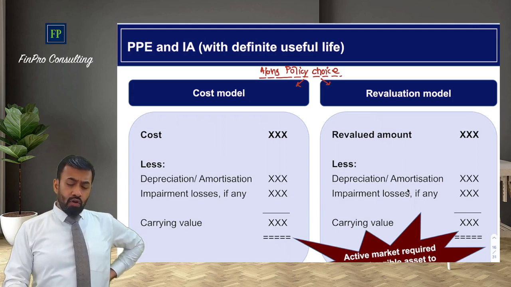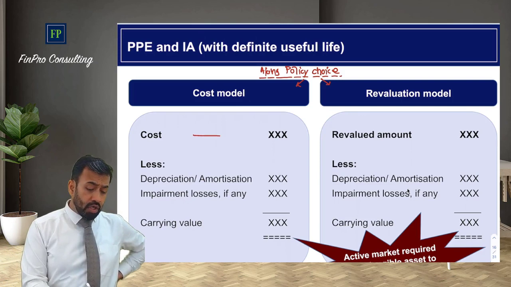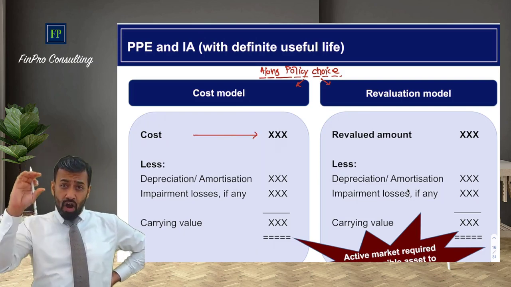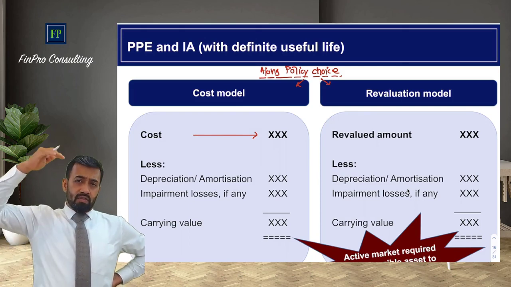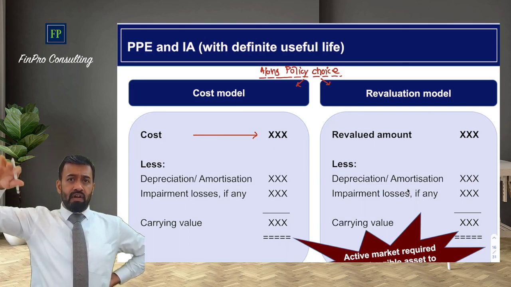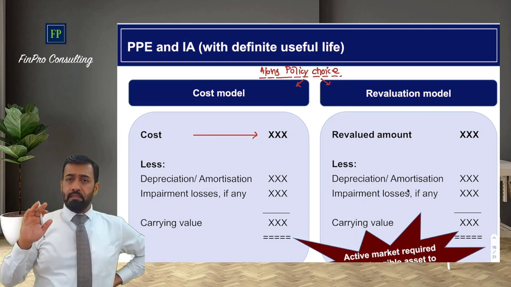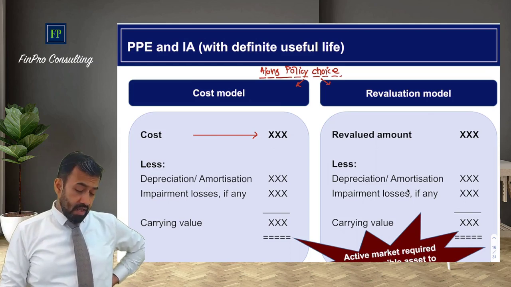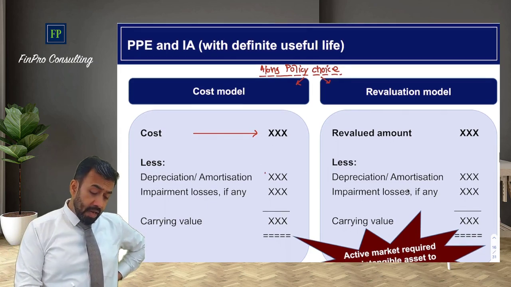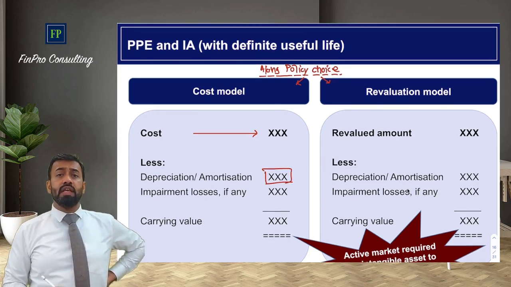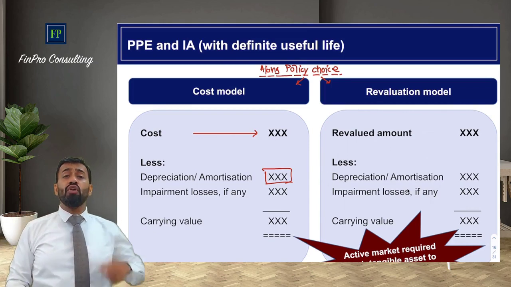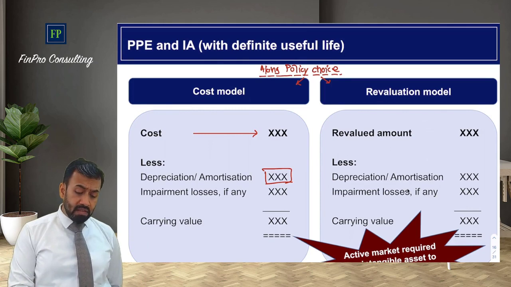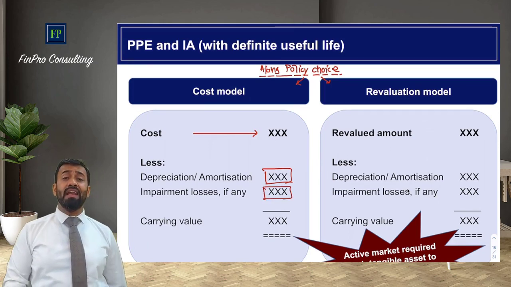Now, let's say cost model. If the entity is following the cost model, then the original cost which we have calculated as a part of initial measurement will be considered as the cost. Purchase price, all directly attributable expenditure, non-refundable taxes, etc., reducing discounts, rebates and including cost of interest. This will be the cost less depreciation, or amortization in case of intangible asset, which is based on the useful life of the asset. From that, you will have to test this asset for impairment if there are any indications.